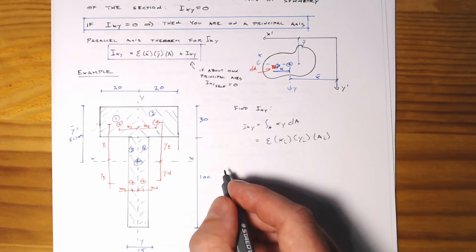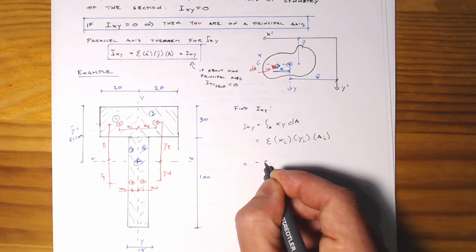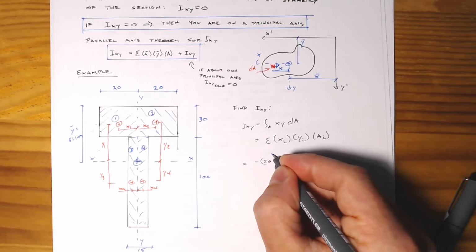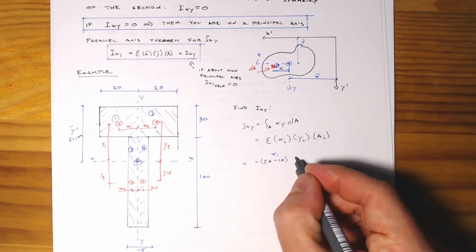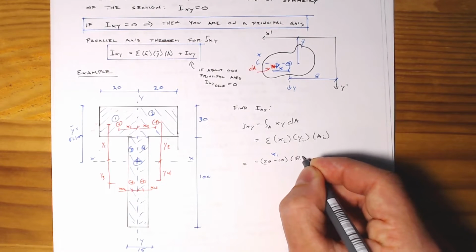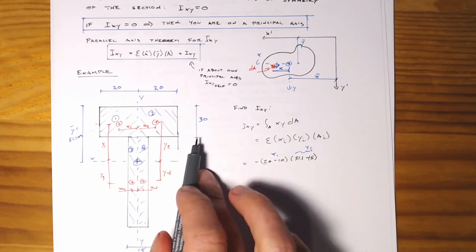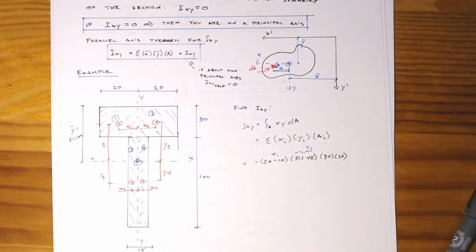So we'll start with piece number 1, which is going to equal negative 20 minus 10. So that's going to be x1: 10 distance here, 20 there. Multiplied by, if our y bar is at 51.1 down, 51.1 minus 15, that's y1, and then multiplied by 30 times 20. And this is the area 1.